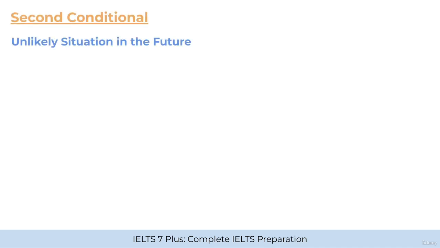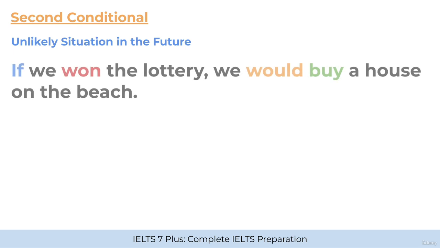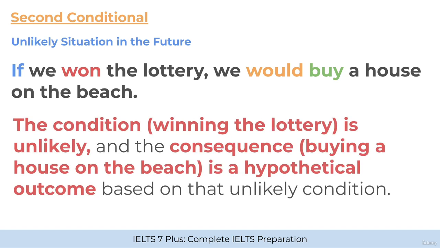Let's think now about an unlikely situation in the future. You could say, if we won the lottery, we would buy a house on the beach. So winning the lottery is unlikely. The consequence, buying a house on the beach, is a hypothetical outcome, all based on this unlikely condition. So this is a great tense if you want to talk about dreams or wishes that you know are very out of the question, almost impossible, but we can still talk about them using the second conditional.